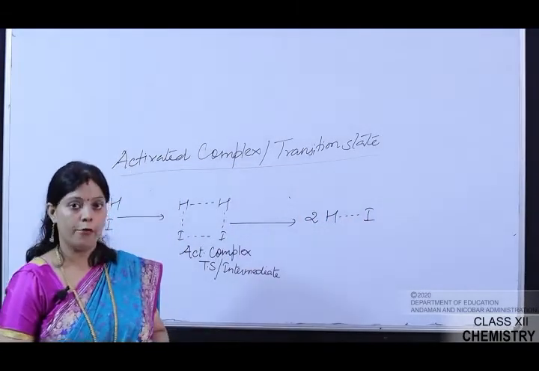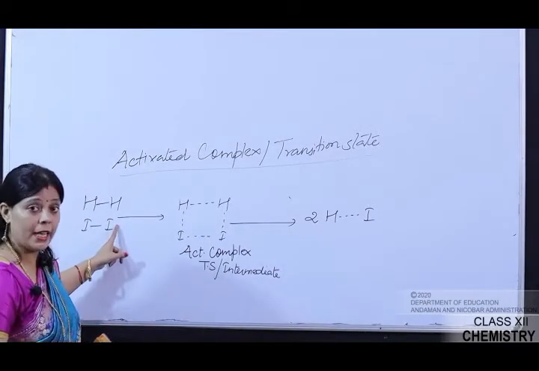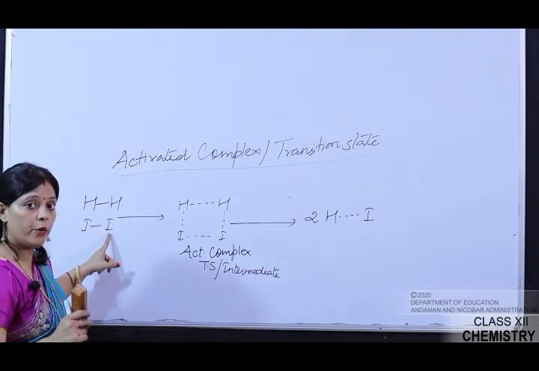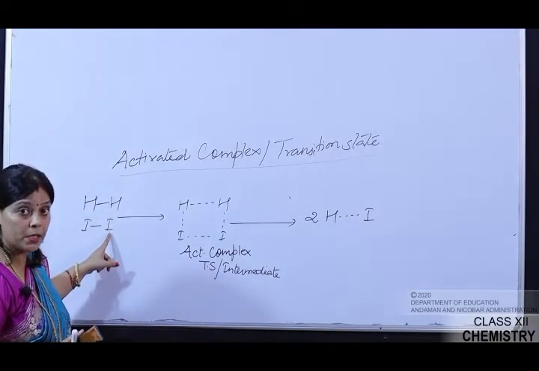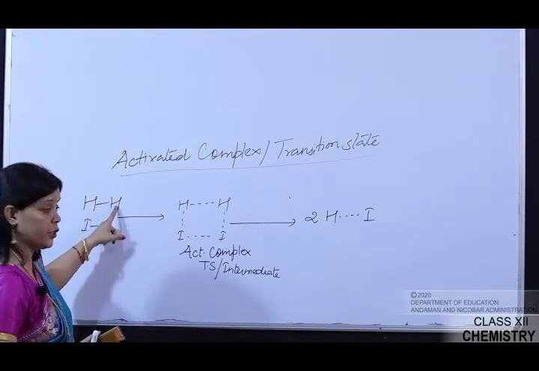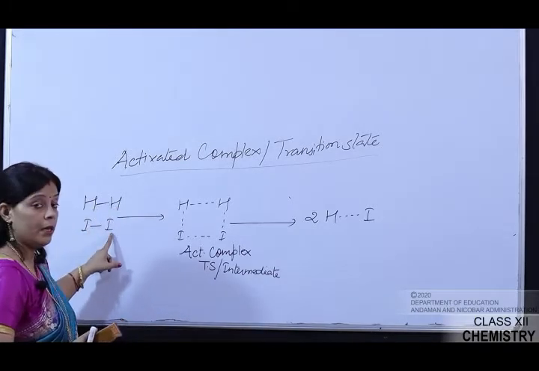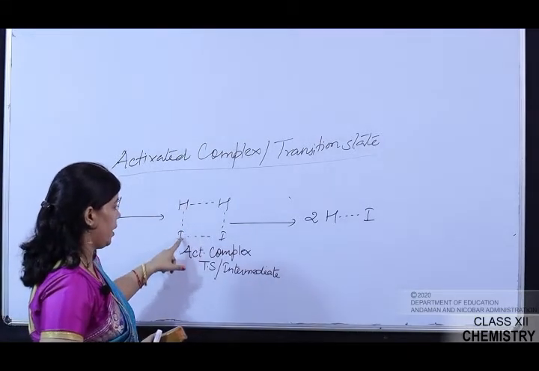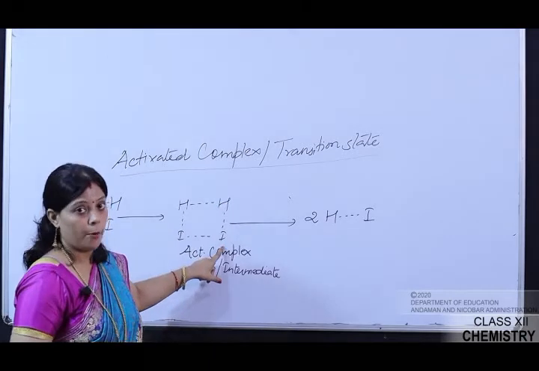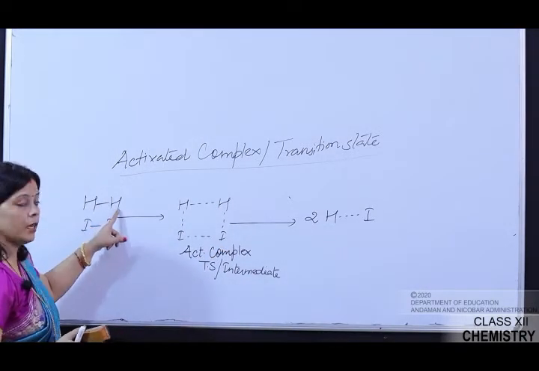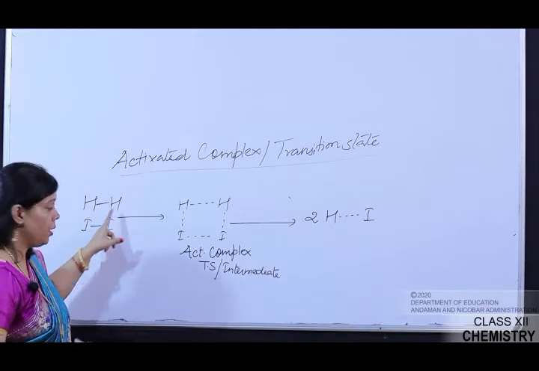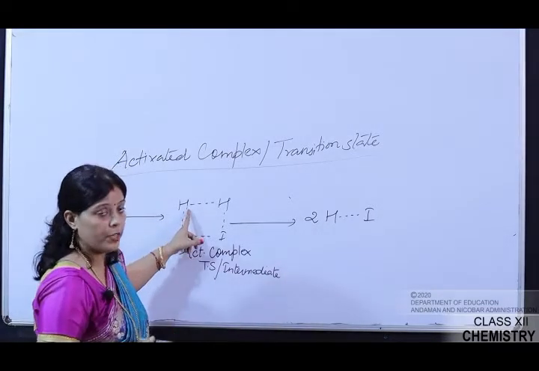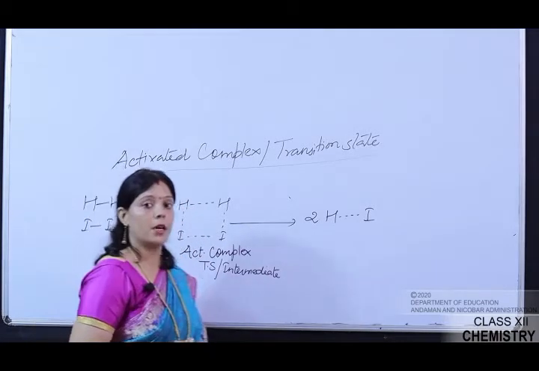that is, the bond between hydrogen and iodine is completely formed. So in this case, when one molecule of hydrogen approaches one molecule of iodine, the bond between H-H and the bond between I-I start breaking, whereas the bond between H-I starts forming. The bond between hydrogen and hydrogen starts breaking, the bond between iodine and iodine starts breaking, whereas the new bond between hydrogen and iodine starts forming.